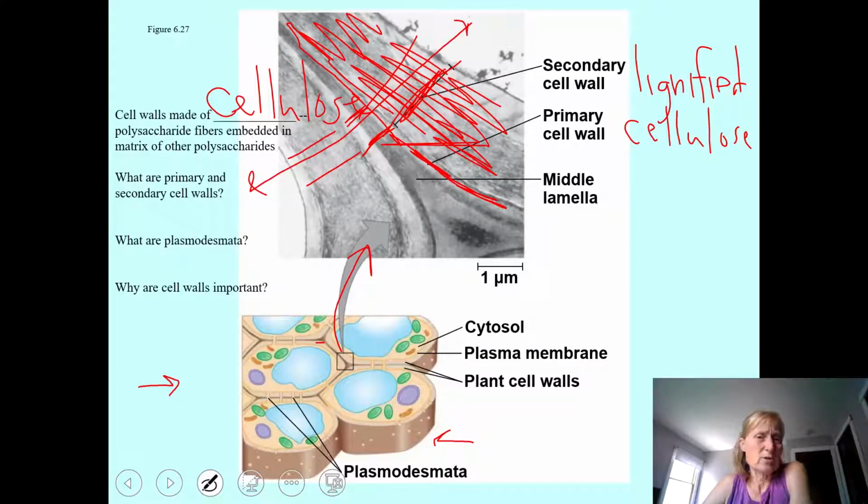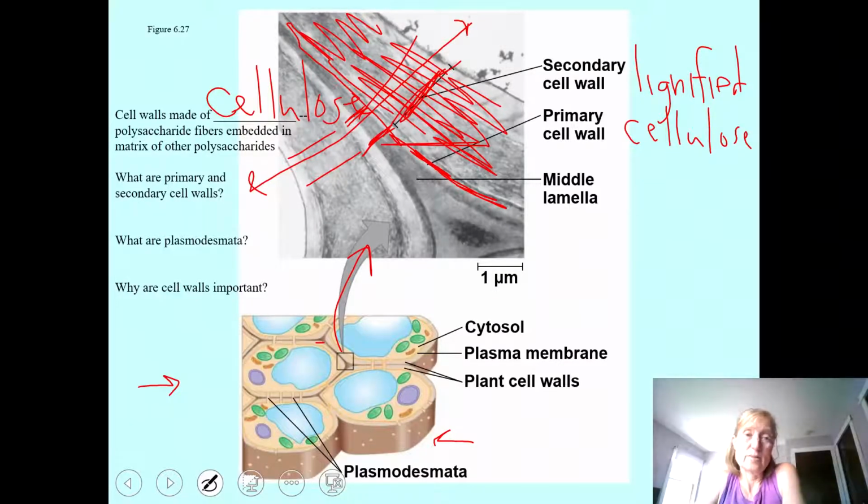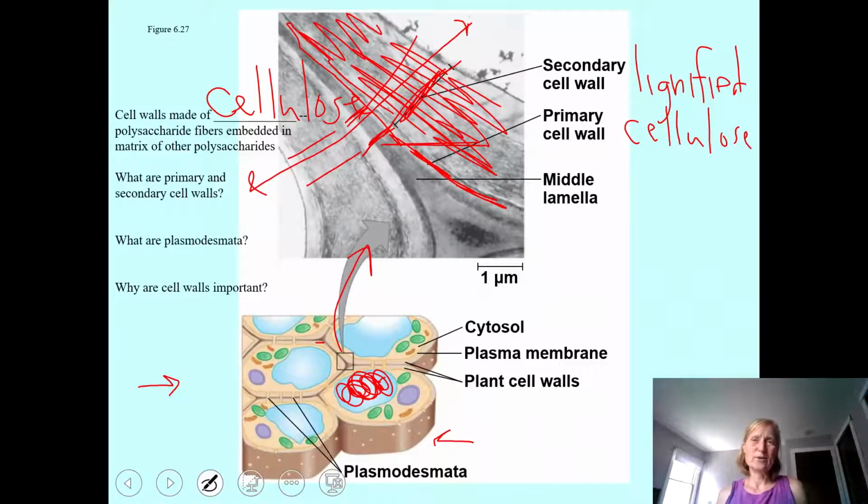Why do you think cell walls are important? In plants, cell walls do a number of things. They can be protective. They definitely can provide support for the plant. So what happens in a plant cell is the central vacuole fills up with water and pushes against the cell wall. The central vacuole cannot fill up too much. The cell wall will push back and prevent the plant cell from bursting under hypotonic conditions.